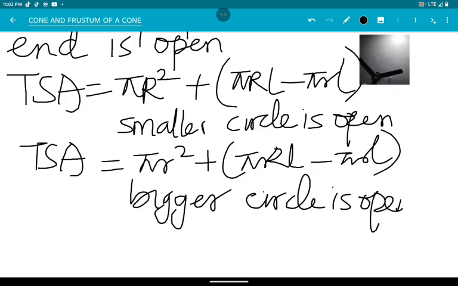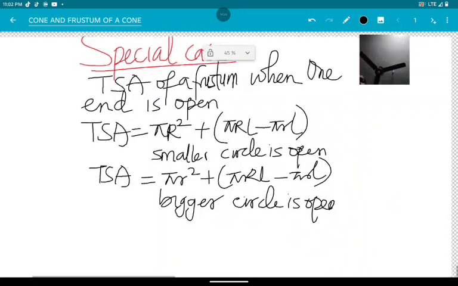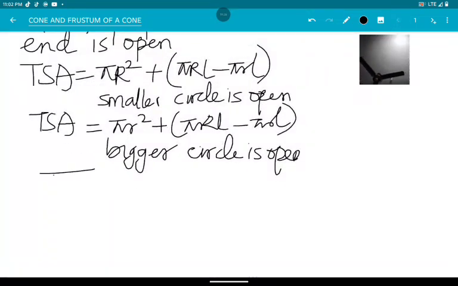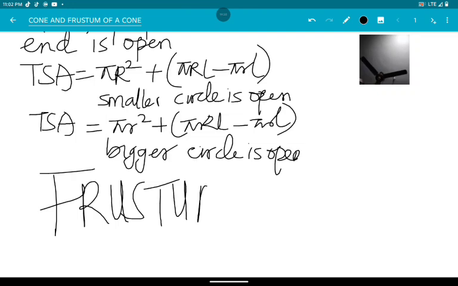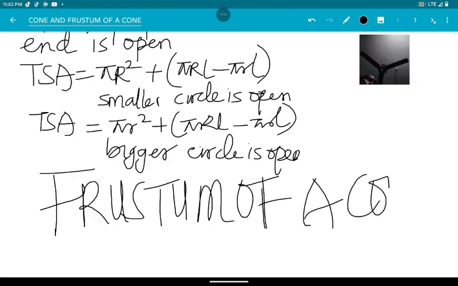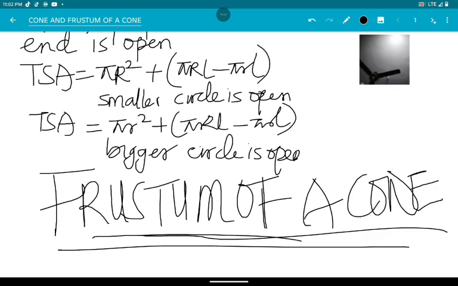So we have been able to establish everything that we need to know under frustum of a cone. In part 4, I will be solving practical examples and WAEC and JAMB questions on frustum of a cone. All these formulas are very, very important if we want to survive.